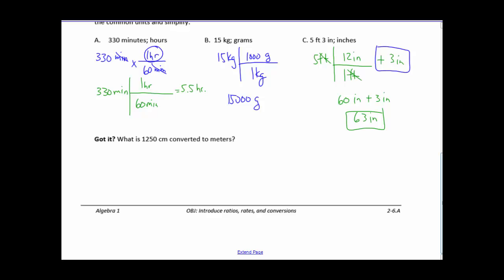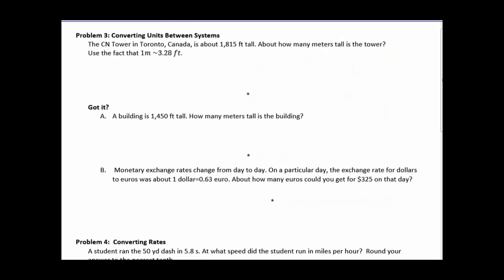Alright, let's check the got it. What is 1,250 centimeters converted to meters? We start off with centimeters. Is there a conversion rate for centimeters and meters? Hopefully you know that in 1 meter there are 100 centimeters. So we go 1,250 times 1, divided by 100, and we get 12.5 meters. Using conversion rates like this is called dimensional analysis. What we can do is convert units between systems.